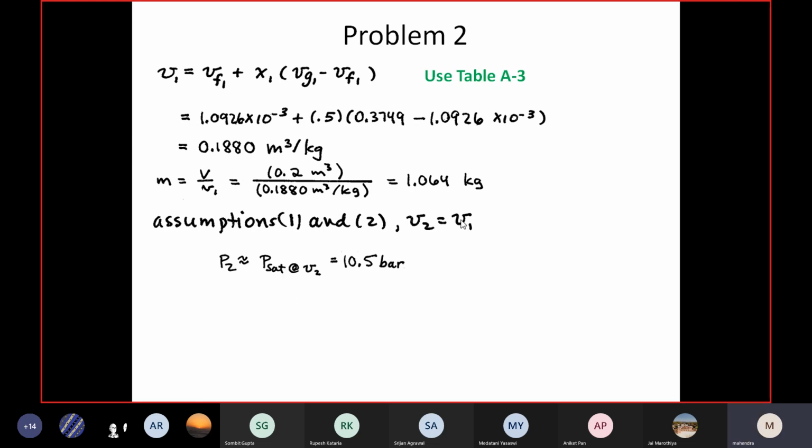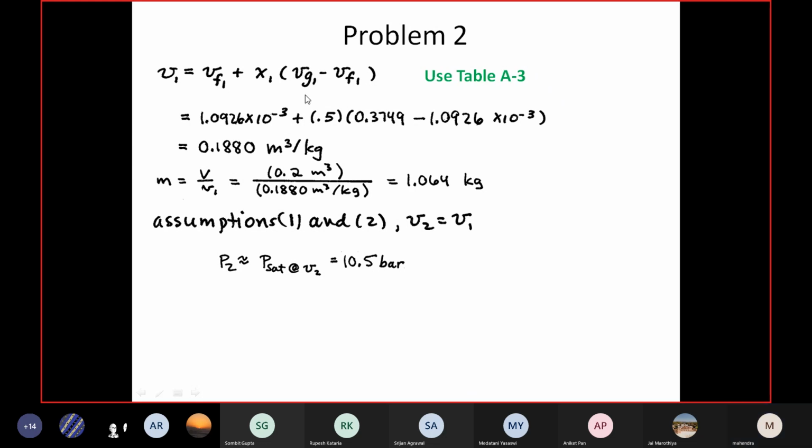Now, the same volume you have to match with a certain pressure in the steam table where you get saturated vapor. You have to check at what pressure you get this value in the saturated vapor. There you will find this particular pressure value. Otherwise, now we know the answer. Simply go to your steam table at 10.5 bar.